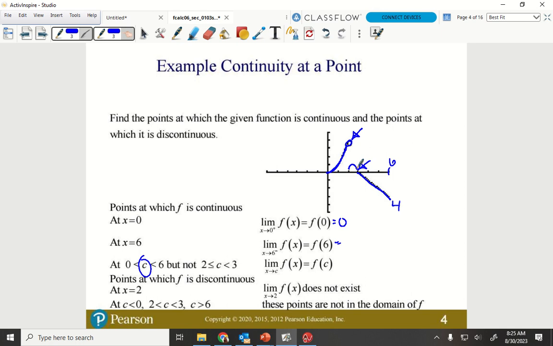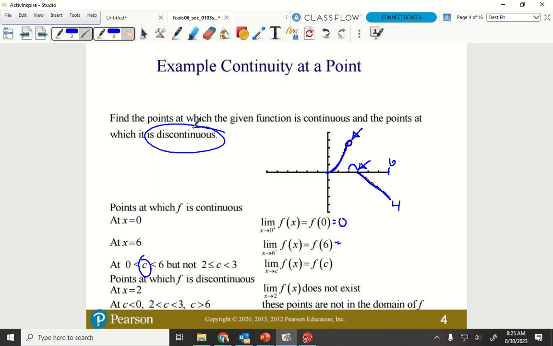Do I want that on my roller coaster? No. No, because that is, what's the word of the day? Discontinuous. Discontinuous. Because I want my roller coaster track to be continuous. Continuous. Thank you very much.